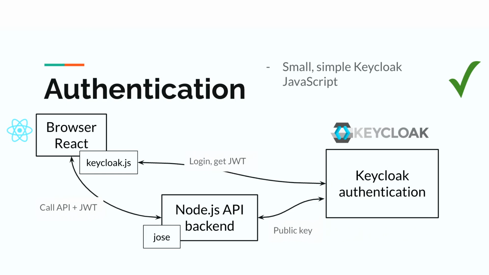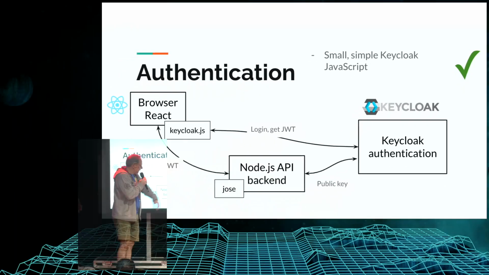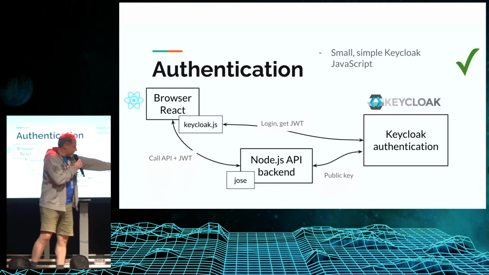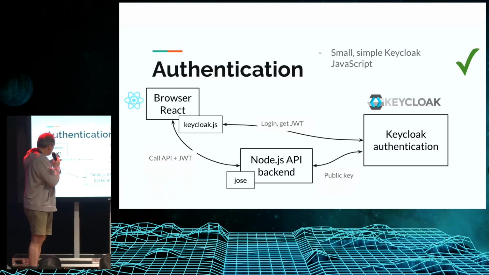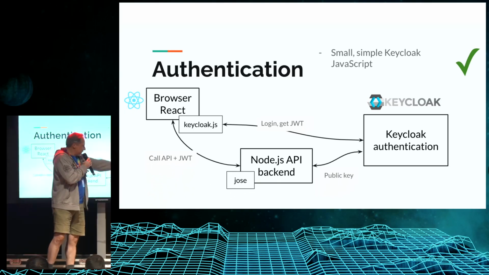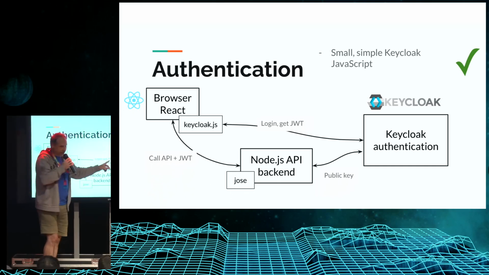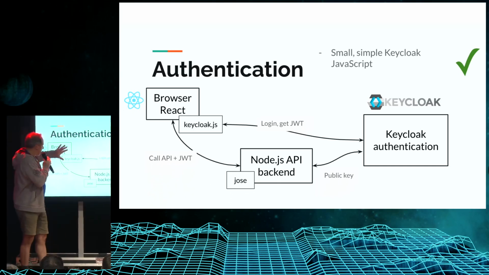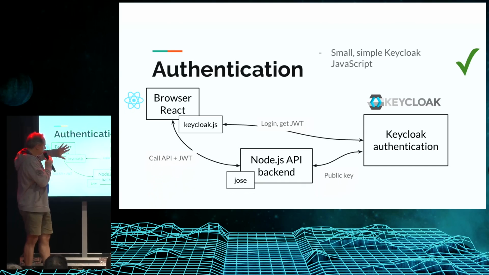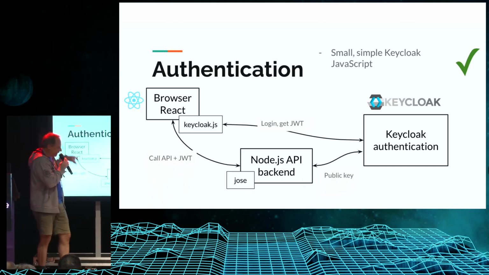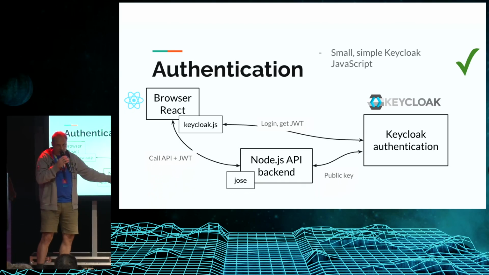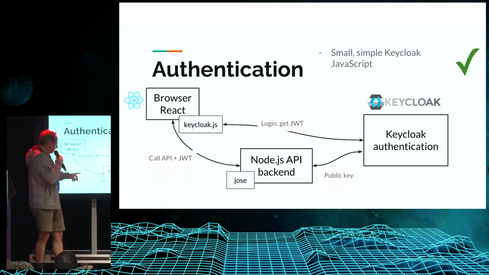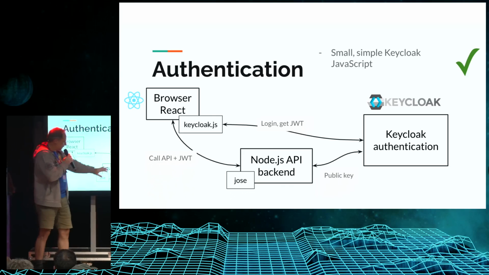So how does this work? Here's the REST API, and here's Keycloak again for the login. From the browser, you go to Keycloak, you log in, and you get a JWT, a JSON Web Token, so it's just a token. It's in the browser, and every time the browser fetches, say, the list of apps, it also sends the JWT.